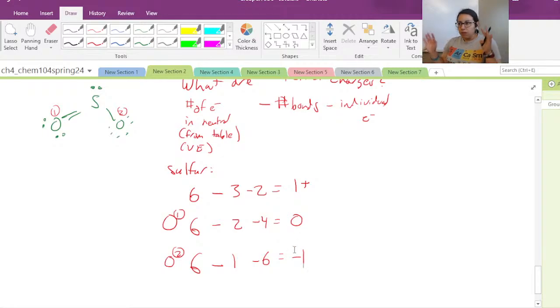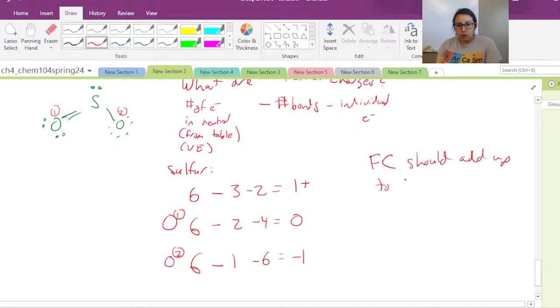Now there are a couple of things we need to know about formal charges. First of all, your formal charges should add up to the total charge of your molecule. In this case it's 0, so it should be 0. On one hand, it's okay that they cancel out. But the other thing is that with our Lewis dot structures, we want to minimize our formal charges.